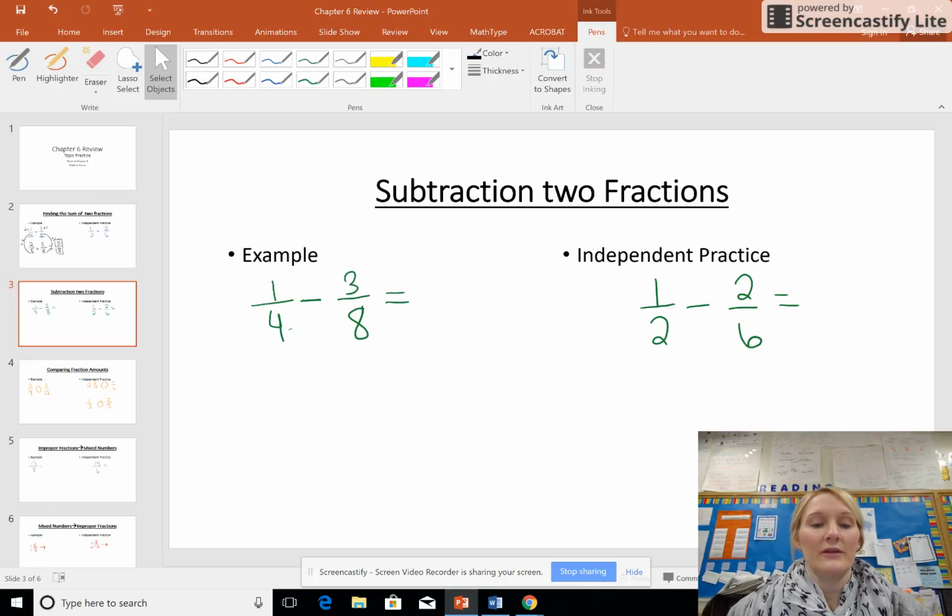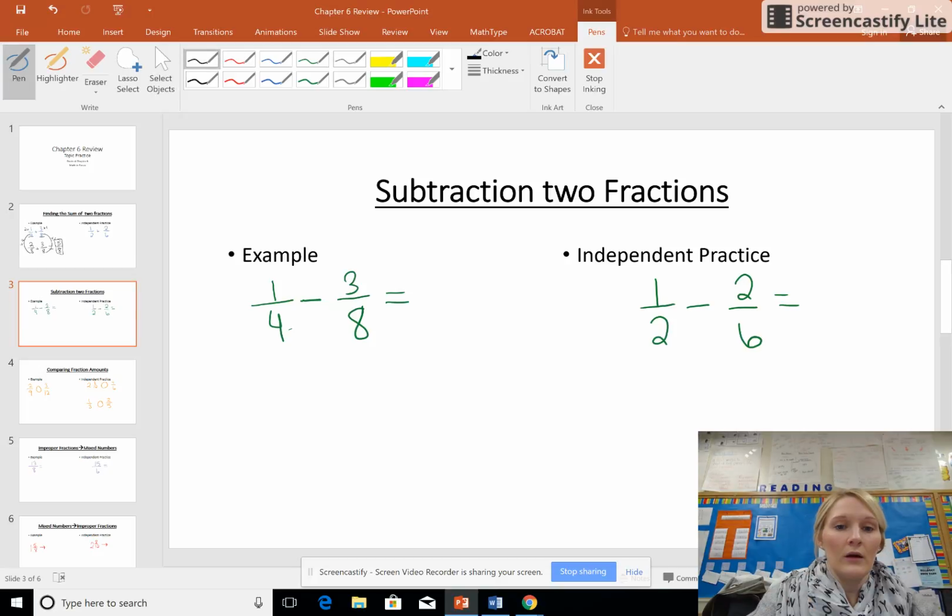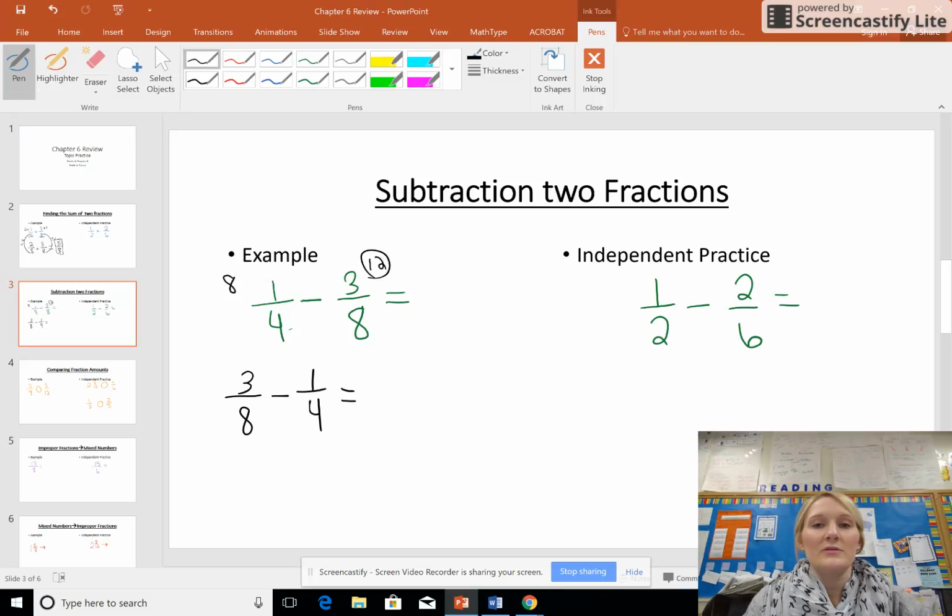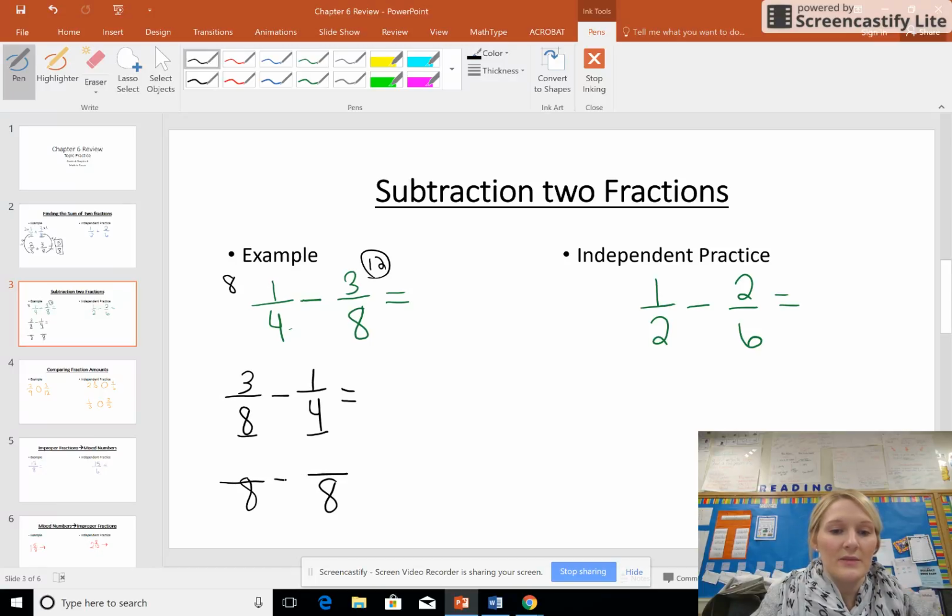So if I'm taking a look at this, 1/4 is pretty far away from being one whole piece. 3/8 sounds like it's a little bit closer. To double check, I could cross multiply. 8 times 1 is 8, 4 times 3 is 12. That makes 3/8 larger. So I'm going to go ahead and reset up my problem. 3/8 minus 1/4. When I subtract, I'm going to find another common denominator. I know that 8 can be divided by 8 and 4 can be divided by 8 as well. So I'm going to use 8 as my common denominator.